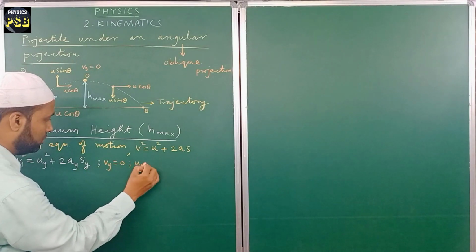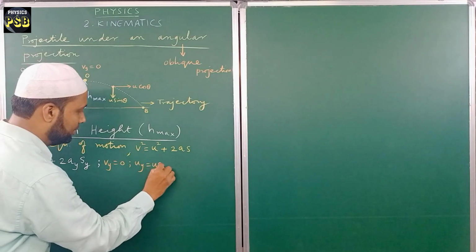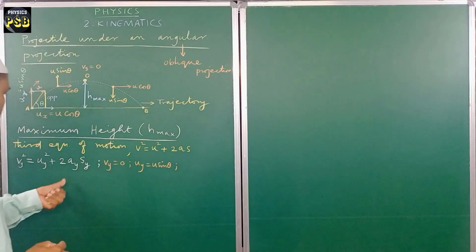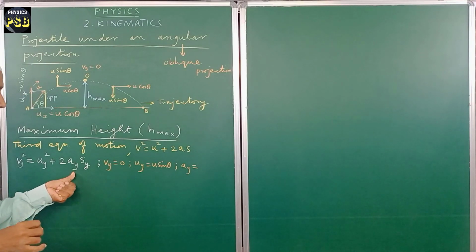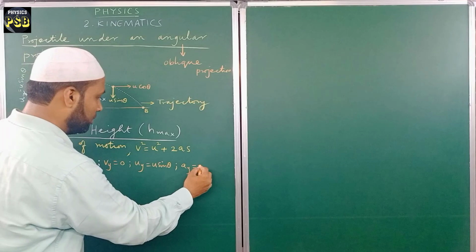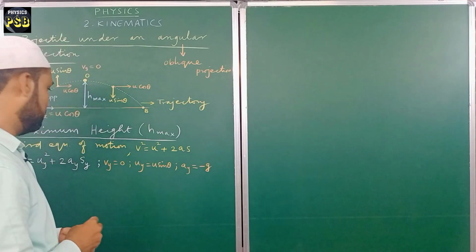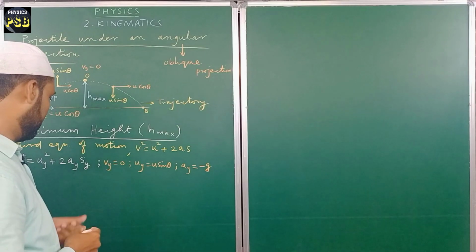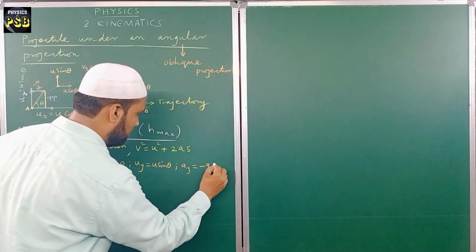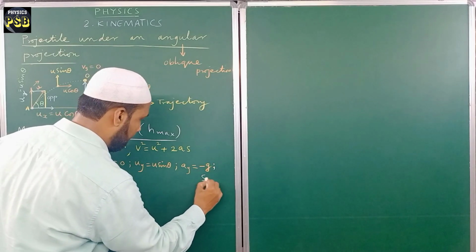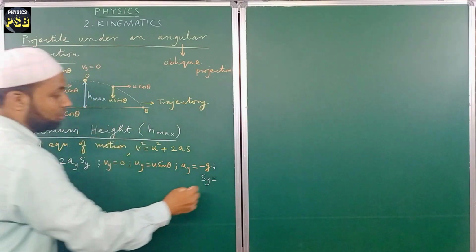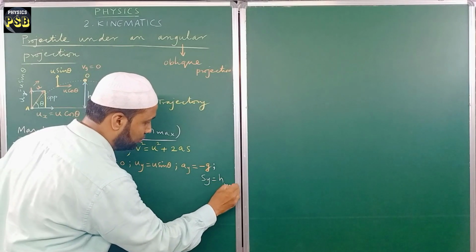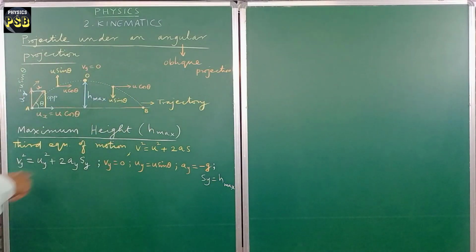The next, uy. Now uy is taken as u sin theta, and here ay, which represents acceleration along the y-axis, is taken as minus g. Then next sy, the distance covered along the y-axis, is taken as the maximum height, h max. I am going to substitute all these things in this equation. What will I get if I do so?